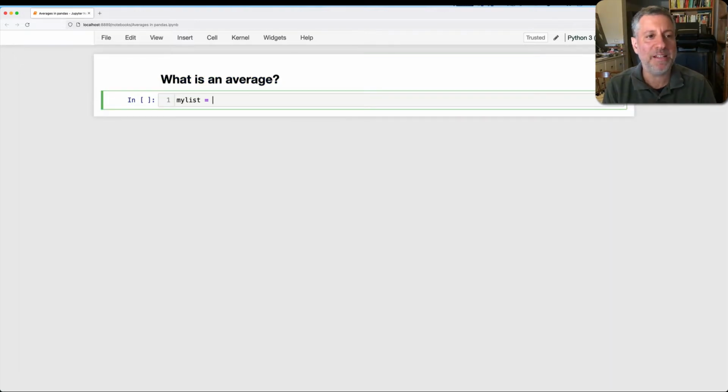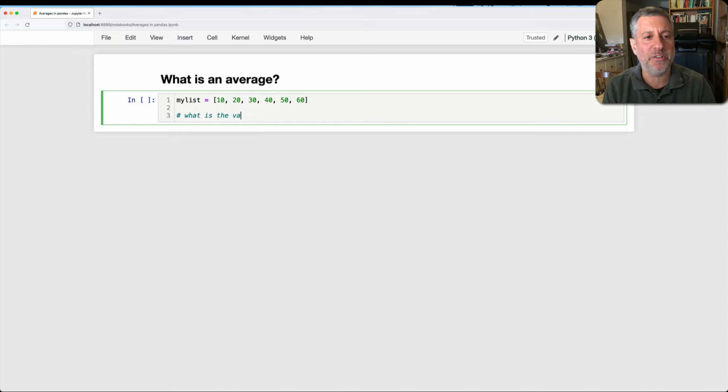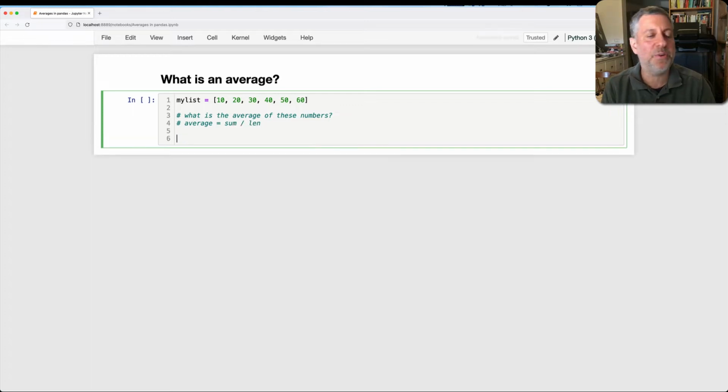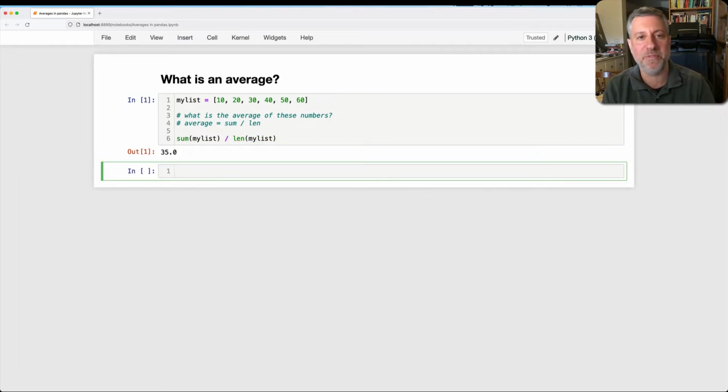If I have here my list equals 10, 20, 30, 40, 50, let's even say 60, what is the average of these numbers? Most of us learned at some point in our math classes that the average is equal to the sum divided by the length. In Python, I can express this as the sum of my list divided by the length of my list. And sure enough, that's 35.